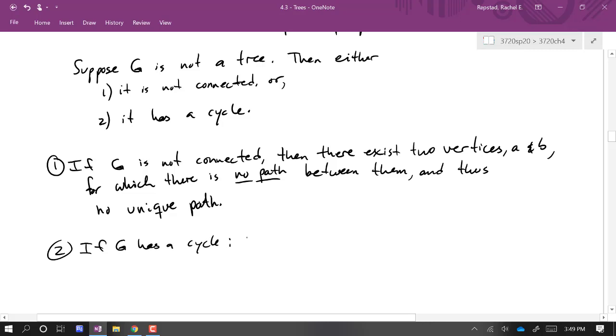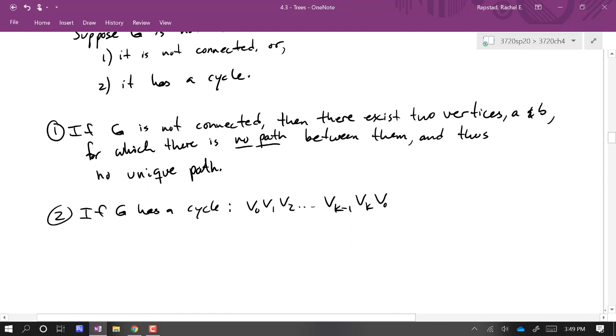Let's say it starts at V0, goes to V1, to V2, to Vk minus 1, to Vk, and then ending at V0. So if there's a cycle, say that we can write out like that, then there are two distinct paths from, say, V1 to V2.